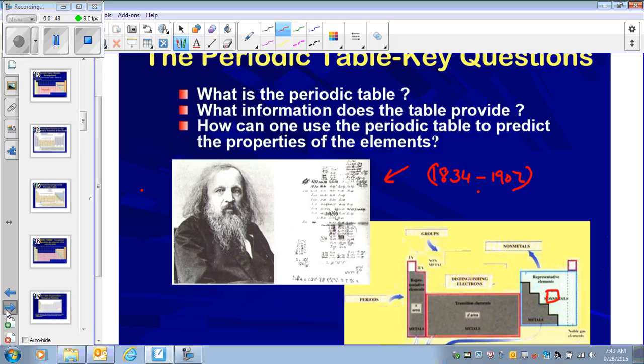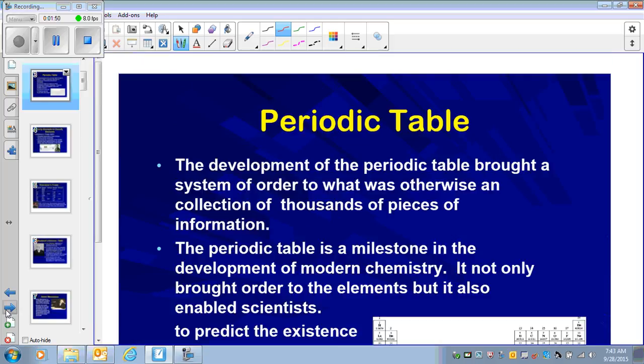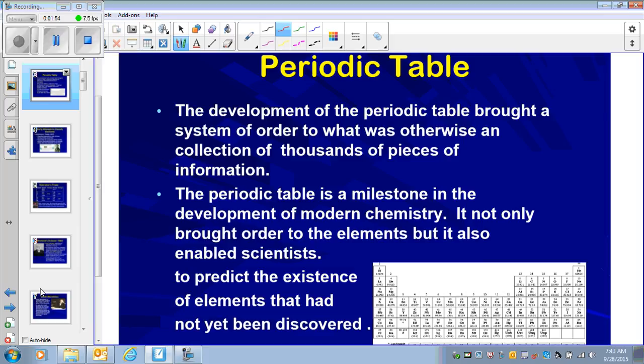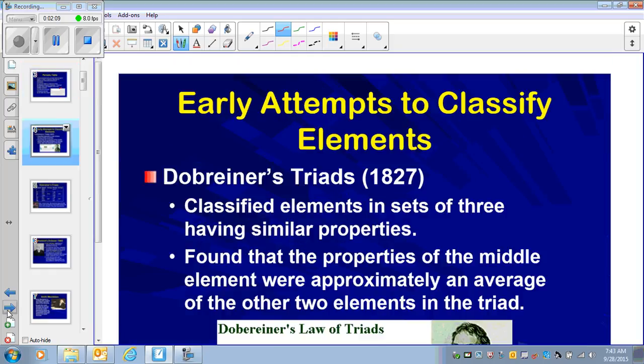But let's talk about who was before then. The development of the periodic table brought a system of order to what was otherwise a collection of information. So having the periodic table that we have today is a milestone, and it enables scientists to do many things that they were unable to do otherwise.